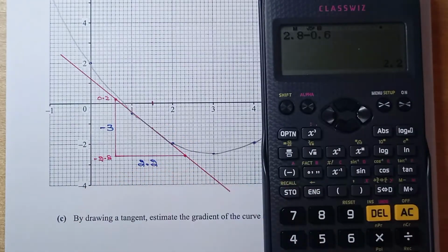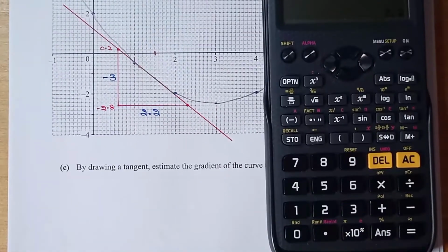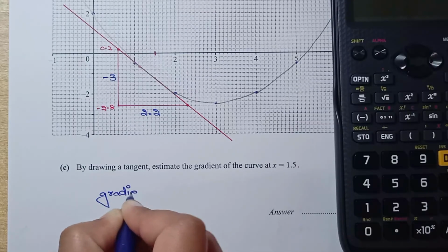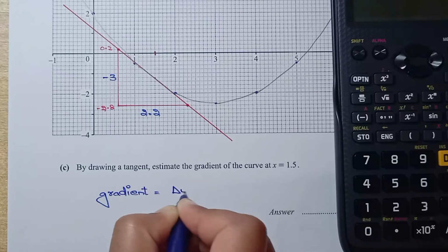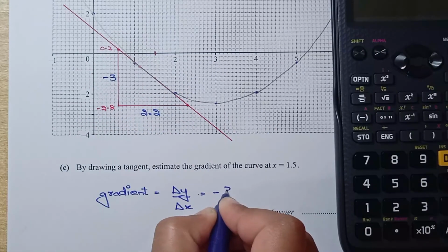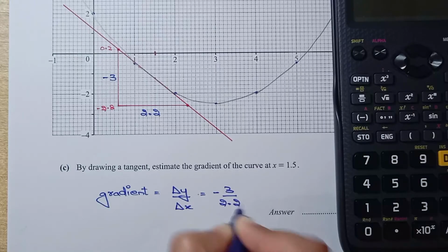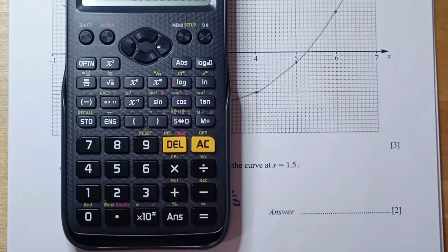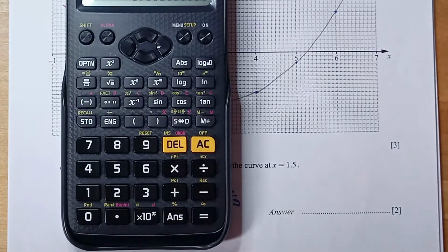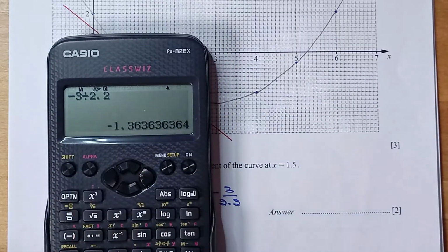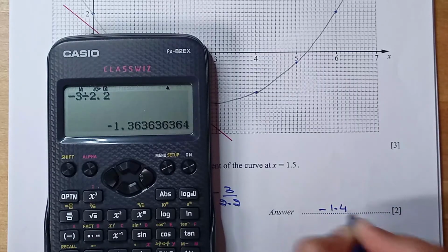So for gradient, we can say change in y over change in x. That is the formula for the gradient. Gradient is change in y over change in x. So for y it is negative 3, and for x it is 2.2. So negative 3 divided by 2.2 is equal to negative 1.36, or minus 1.4 is the gradient.